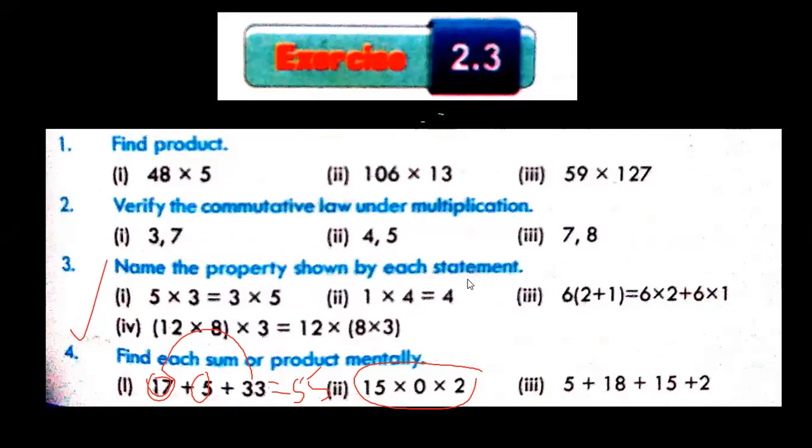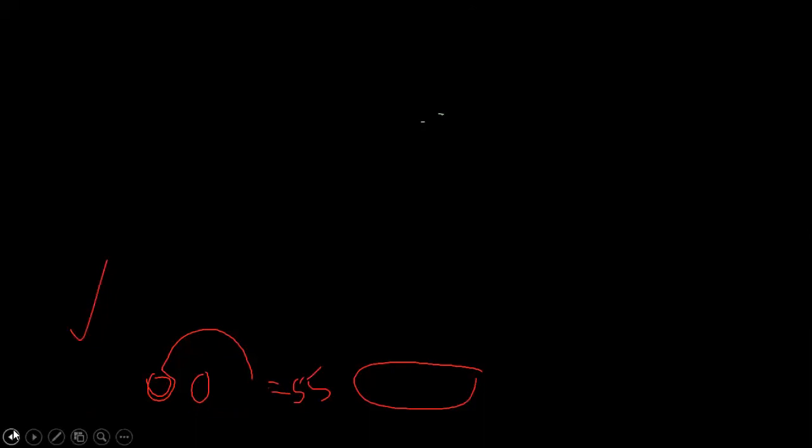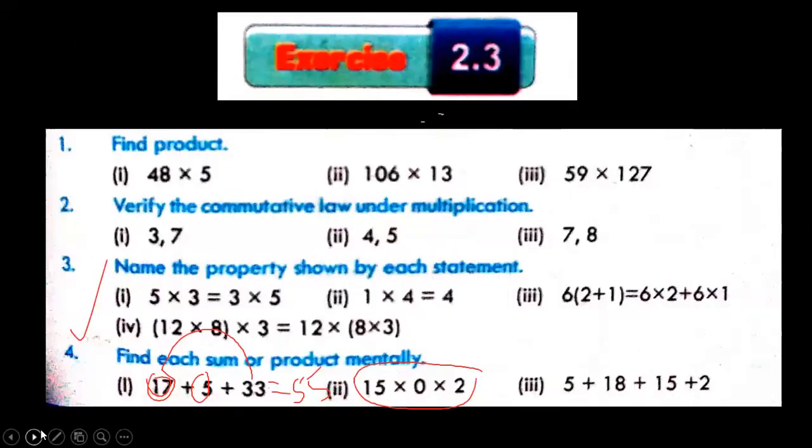Shahram, what's your answer? No, it's 0. Wow, zabardast. Azan: 15 zeros are 0, and 0 twos are 0. 1 minute. Okay.